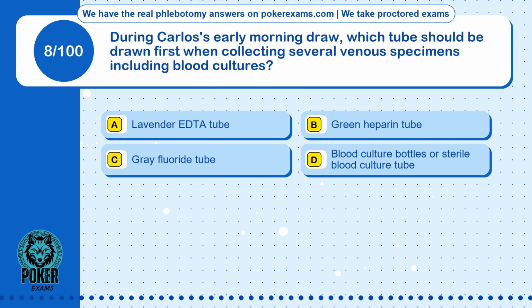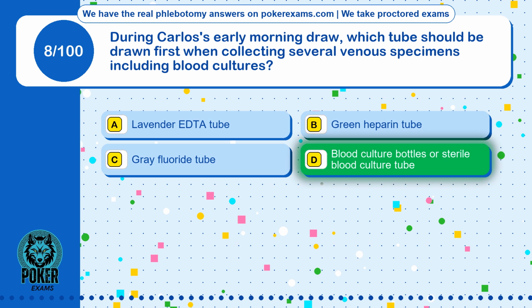Question 8. During Carlos's early morning draw, which tube should be drawn first when collecting several venous specimens including blood cultures? Option A, lavender EDTA tube. Option B, green heparin tube. Option C, gray fluoride tube. Option D, blood culture bottles or sterile blood culture tube.